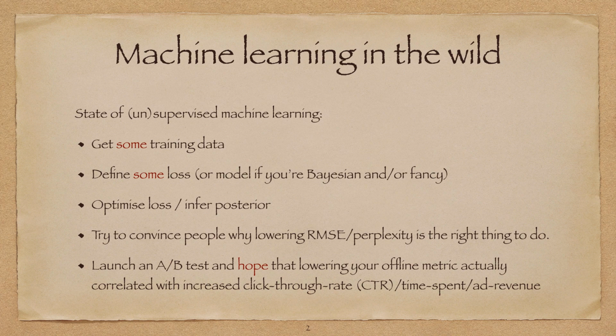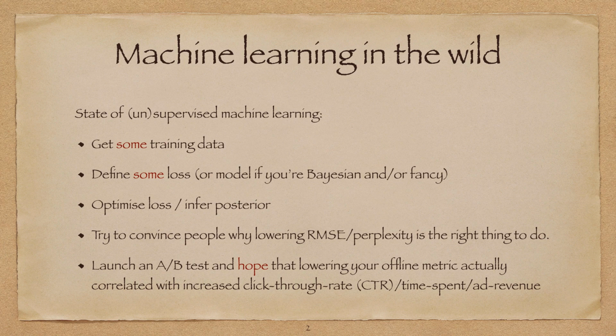So this is how I see machine learning being done in production. We get some training data. We define some loss, some log loss, root mean squared error. Then we optimize over that loss. And then we try to convince ourselves that optimizing for that loss was the right thing to do. And then we launch an A/B test and hope that, oh yes, that perplexity that I decreased will help with the click-through rate or whatever engagement the company actually cares about. That's how machine learning is done, really, in production.